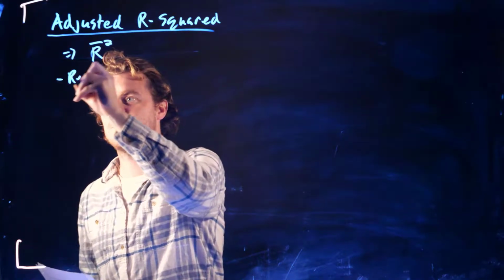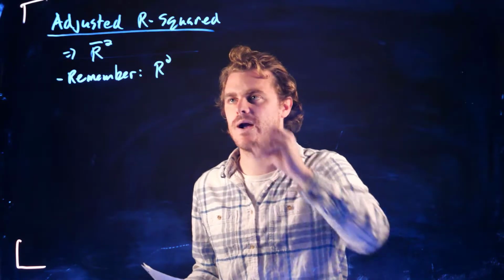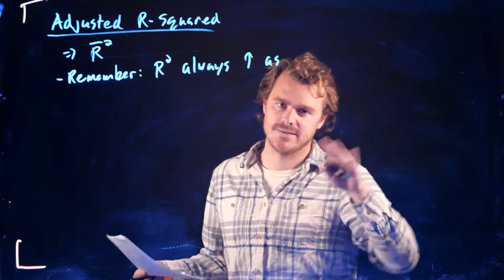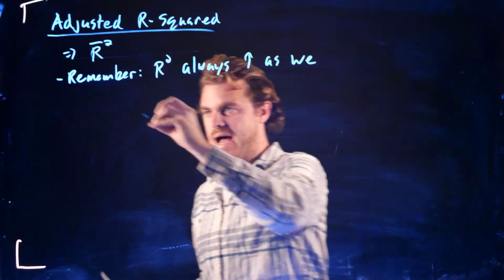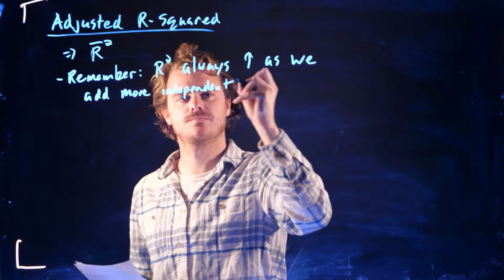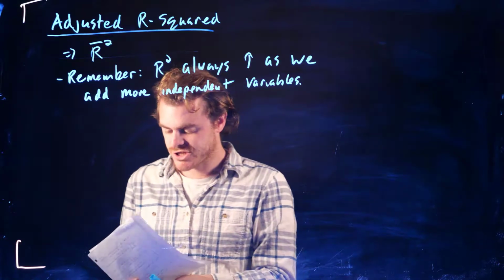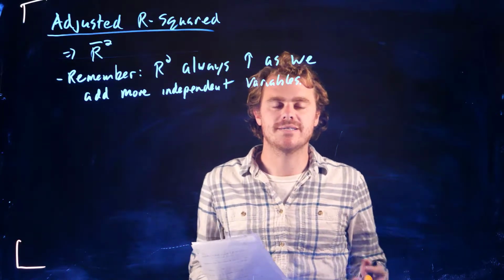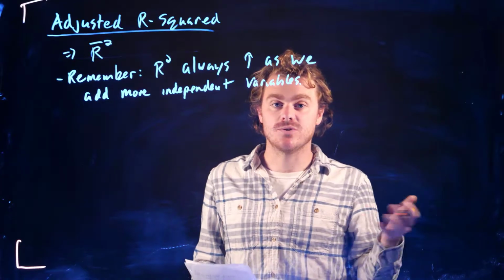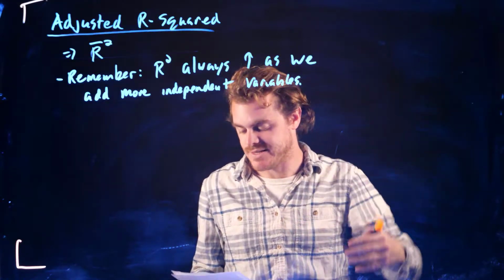So remember, our normal R-squared, so not the adjusted, but the normal one, always increases, or at worst stays the same, but usually increases as we add more independent variables. So we've got to make sure we don't think that our goal is to maximize R-squared here. Our goal isn't just to add everything in the kitchen sink, in terms of variables, into our model just to get the R-squared as high as possible, because we know it's going to go up when we add these more variables.